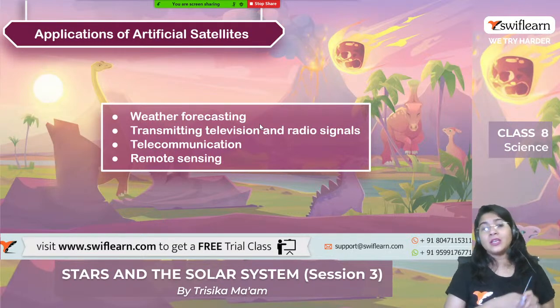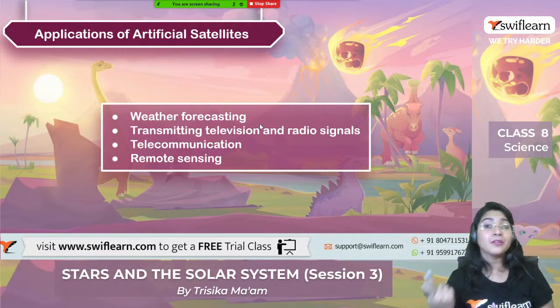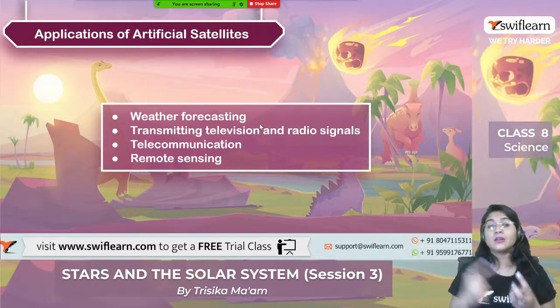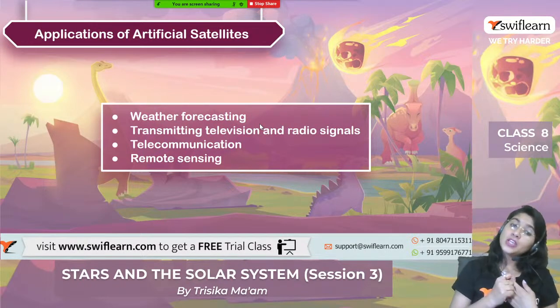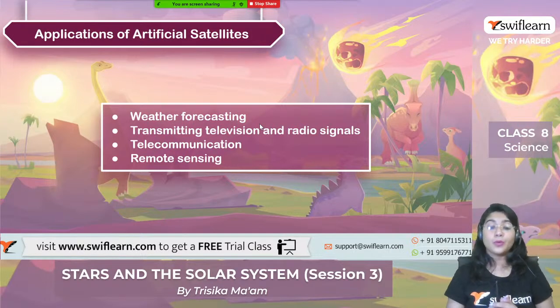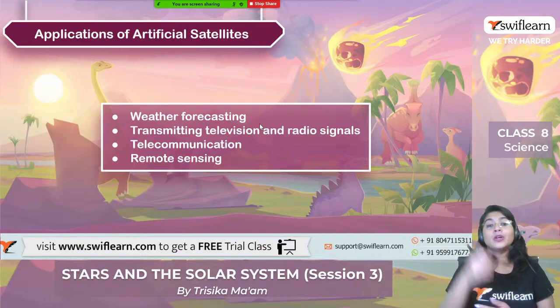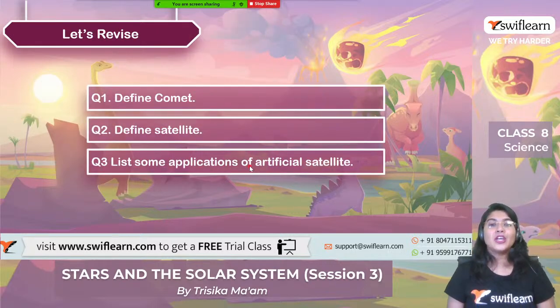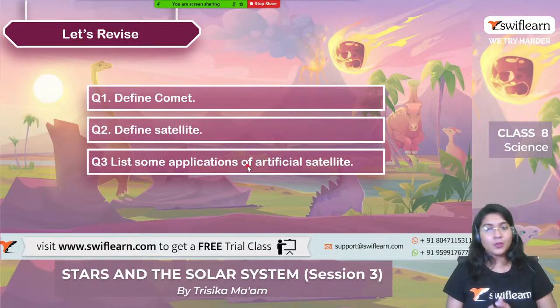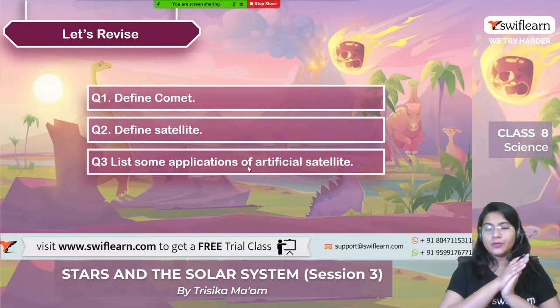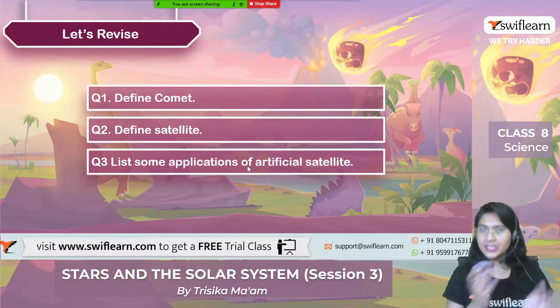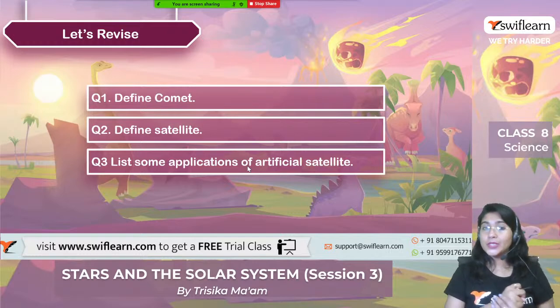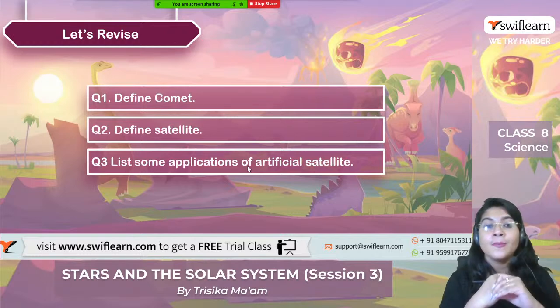Then they transmit the television and the radio signals. Thirdly, they help in telecommunication, and fourthly, very important, is remote sensing. So all these are the main applications of the artificial satellite. Fine. So this is all about this chapter. We have already completed this chapter in 3 sessions. I guess you have already understood whatever we have discussed, right? So quickly now tell me the answers to these questions.